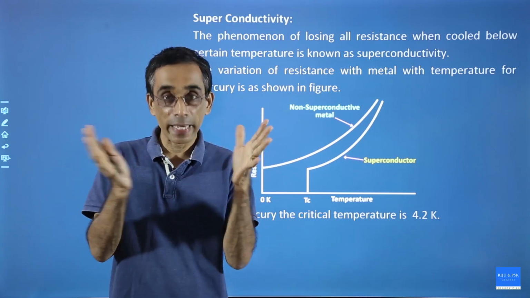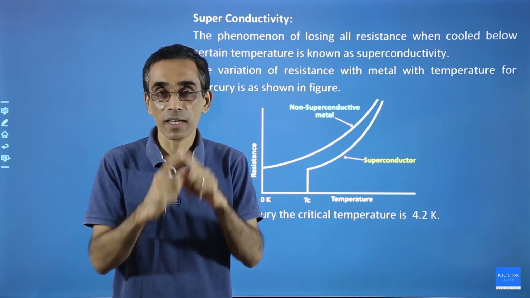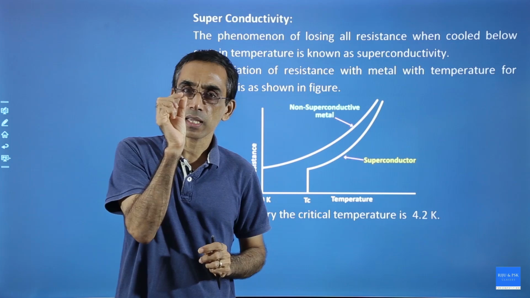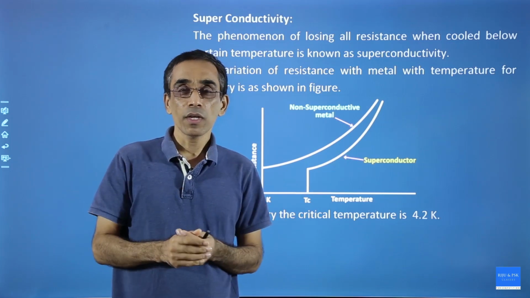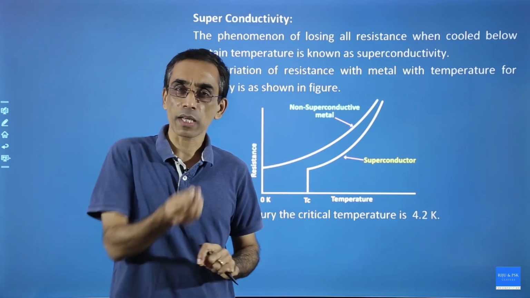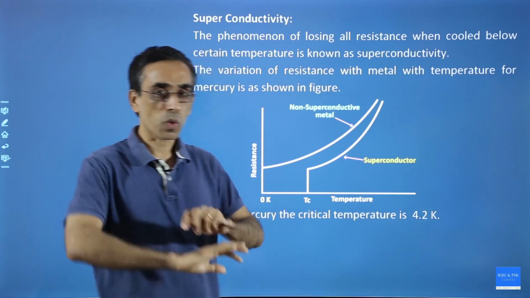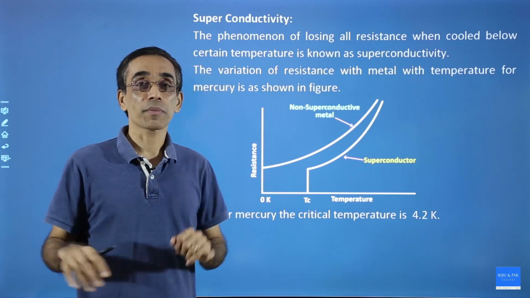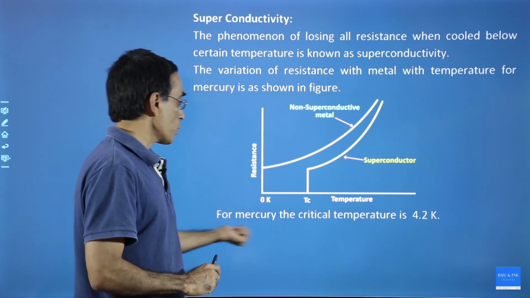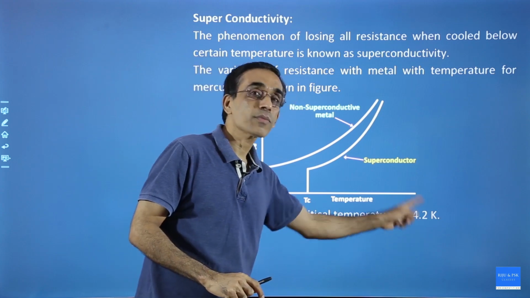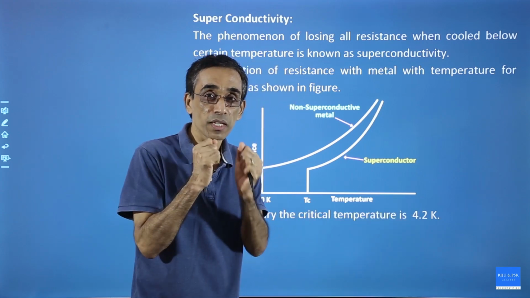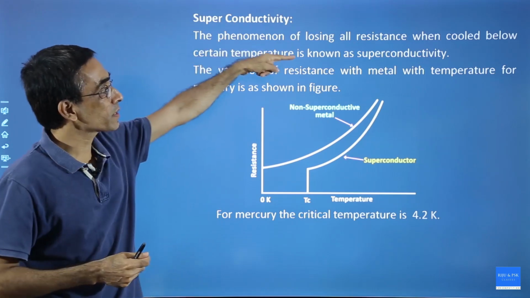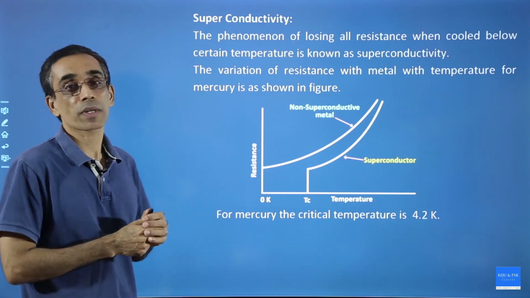It can have amazing end results as far as engineering and technology are concerned. If you can make a superconductor, then you can have very tiny motors which are very powerful. You can have very fast moving vehicles which will take only a very small amount of energy for their operation. So all things can become beautiful in the world if you can have superconductivity at room temperature. But the problem is this: mercury behaves like a superconductor at 4.2 Kelvin, a shivering temperature, minus 270. The phenomenon of losing all resistance when cooled below a certain temperature is known as superconductivity.